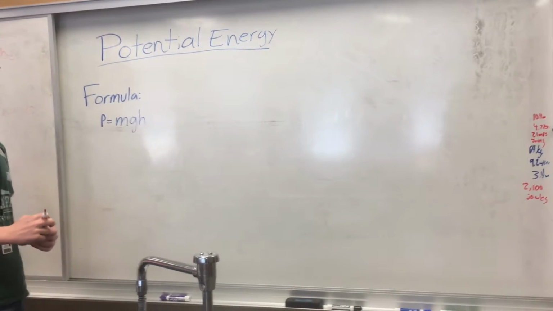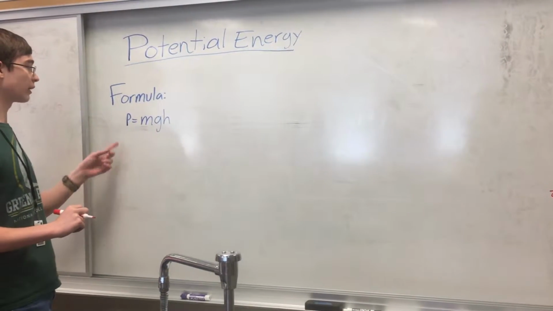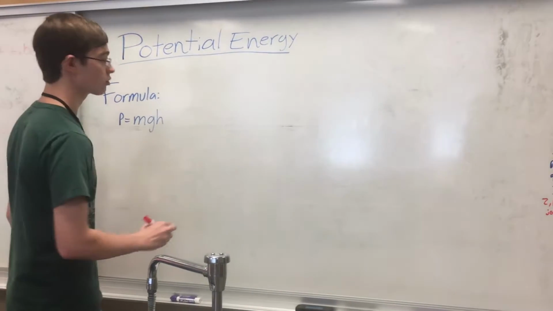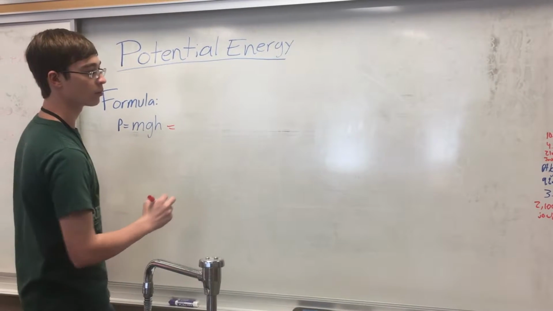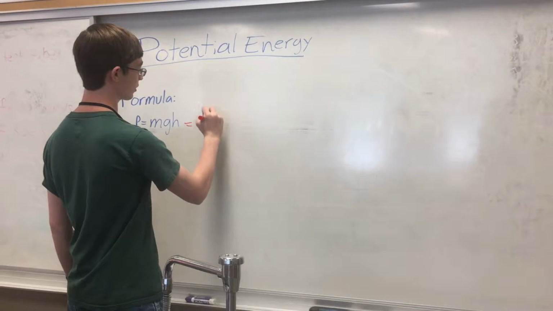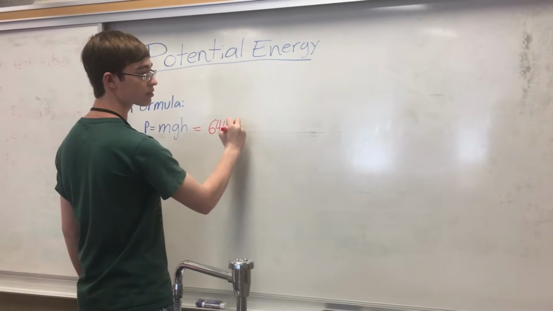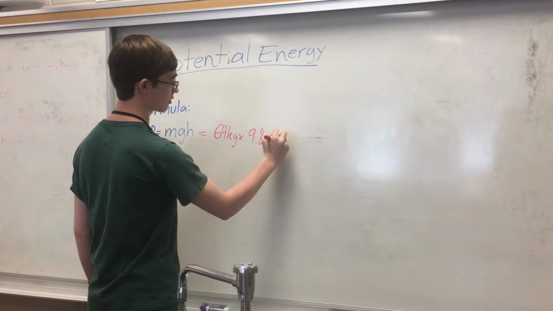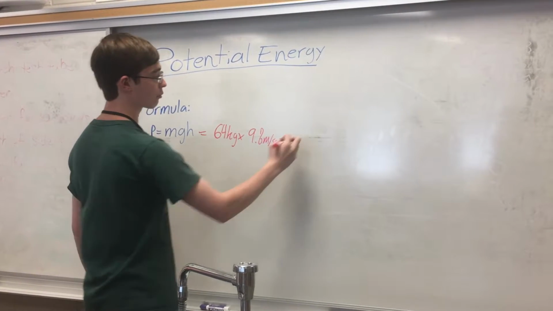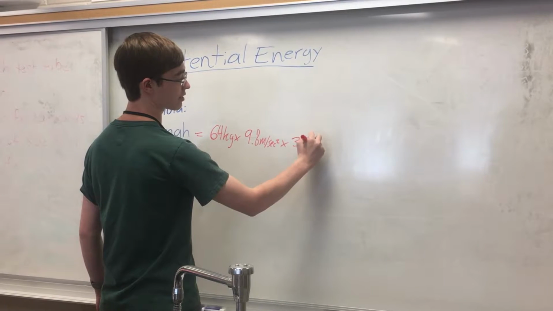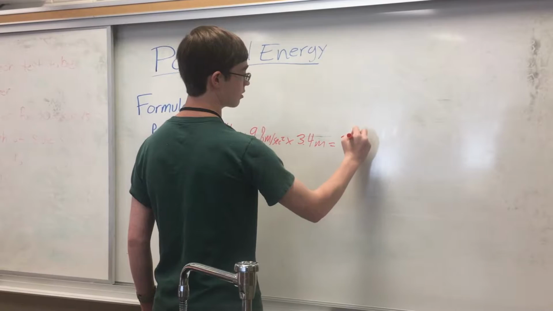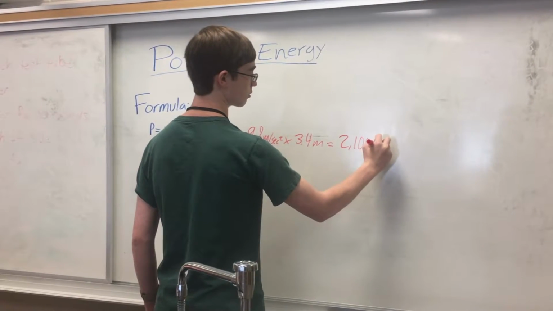We also had to find the potential energy of the carts. So we use this formula here. Potential energy equals mass times gravity times height. When we plug in the numbers, we get 64 kilograms, which is the mass, times 9.8 meters a second squared, which is the acceleration caused by gravity, and 3.4 meters, which is what we estimate to be their height above the ground. We multiply this all out and get 2,100 joules.